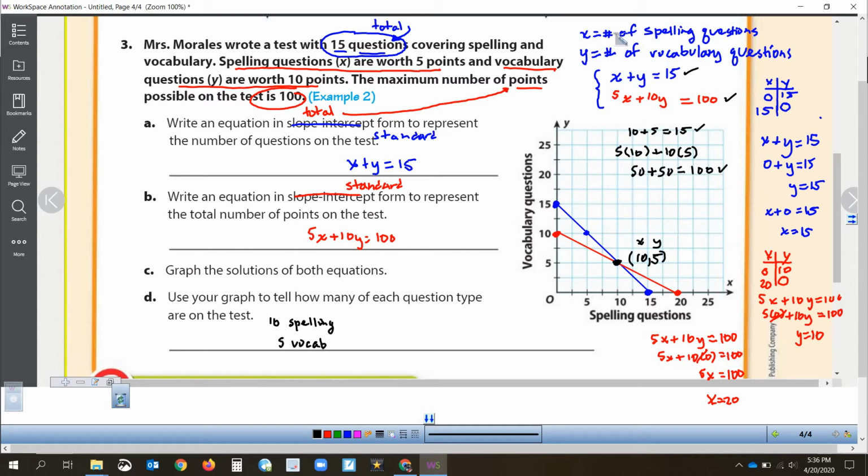Again, going back to the beginning, we identified what our x and y were, and then we took the information from the problem and we wrote 2 equations. One that involved the number of questions, one that involved the number of points. As you work through these, you'll see there's a lot of similarities. You're going to get 2 equations every time, and many times one involves a number and another one involves value. All right. Okay, let's take a look at another question.